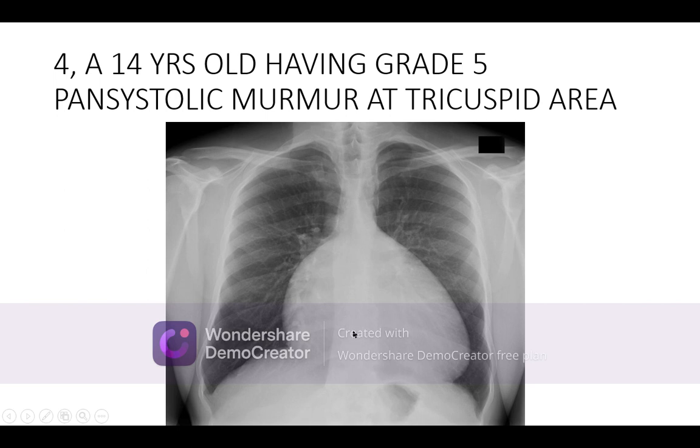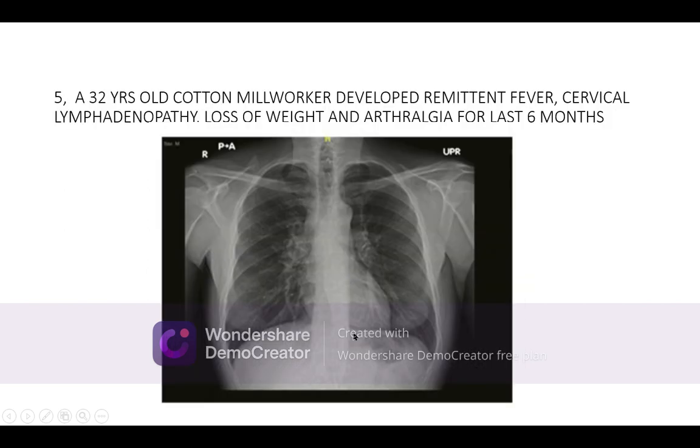This is the gold standard management. The fifth X-ray has shown to you a 32-year-old cotton mill worker who developed remittent fever, cervical lymphadenopathy, loss of weight, and arthralgia for the last 6 months. Now, in this case, she is a cotton mill worker, whether packing the things or whatever it is, and developed remittent fever.